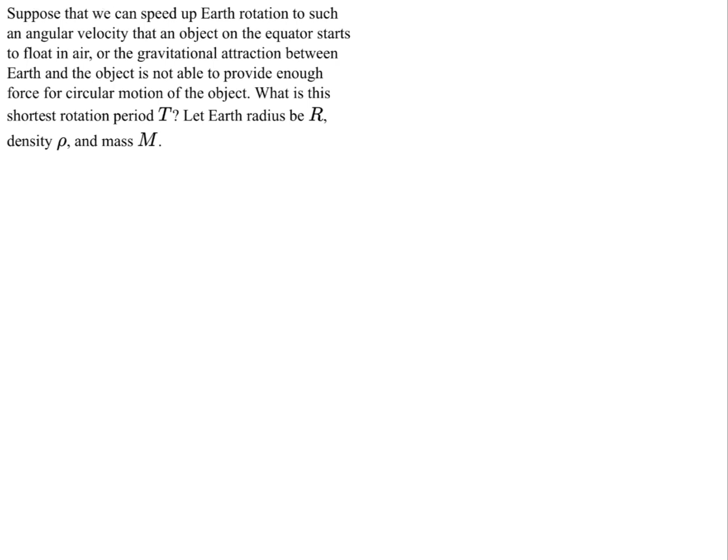Suppose that we can speed up Earth's rotation to such an angular velocity that an object on the equator starts to float in the air, or the gravitational attraction between Earth and the object is not able to provide enough force for the circular motion of the object. What is this rotation period t? Let the Earth's radius be r, its density p, and its mass m.